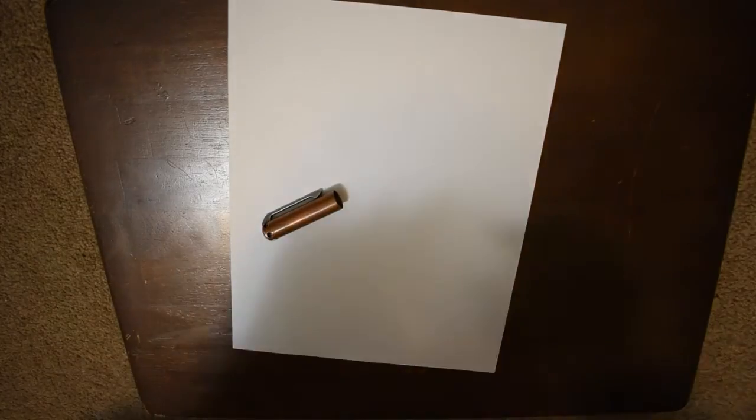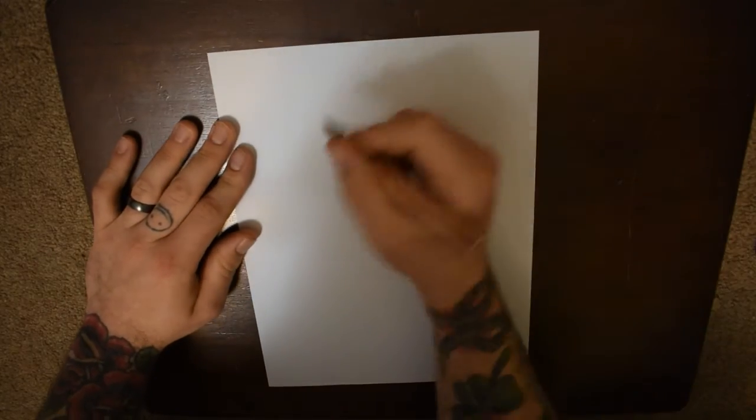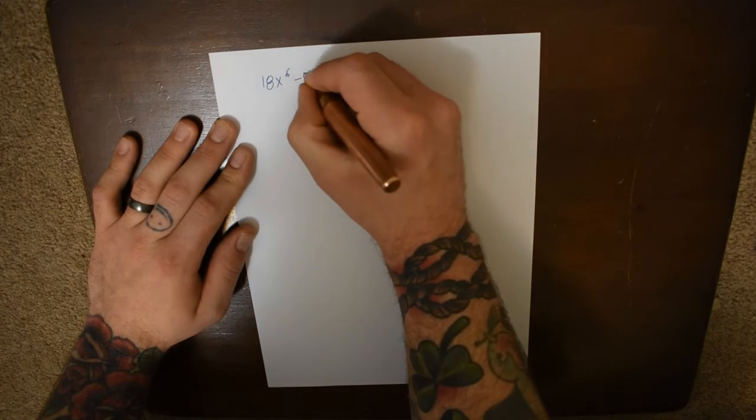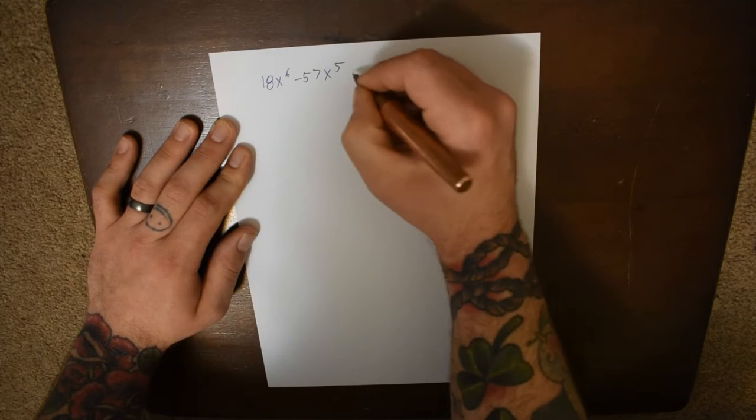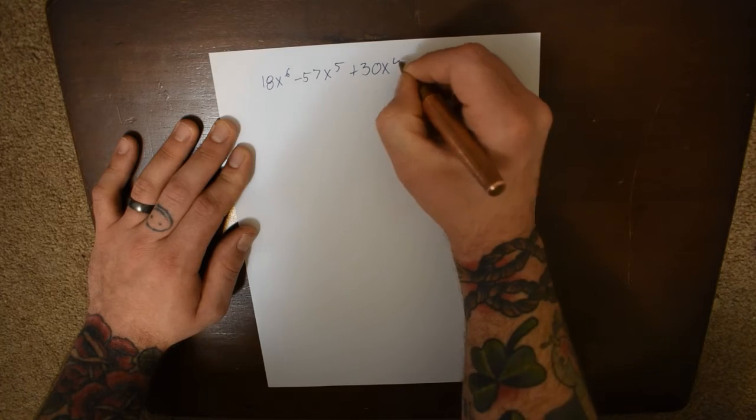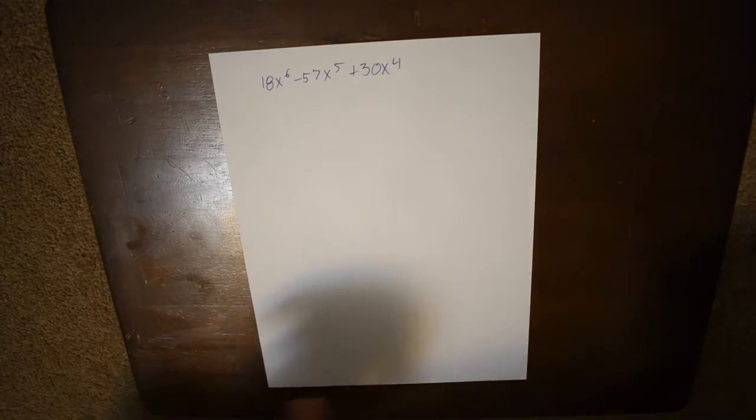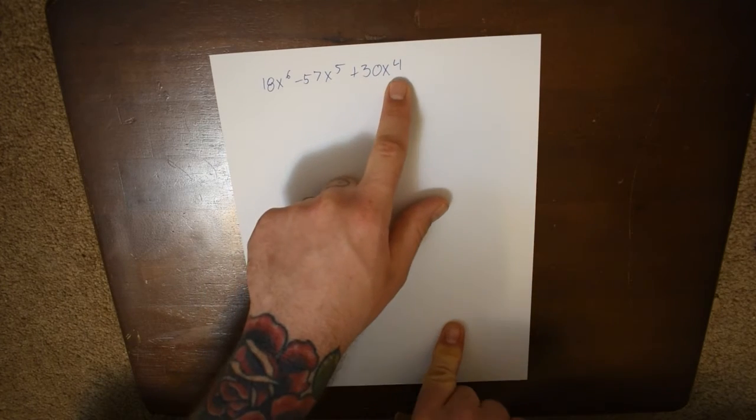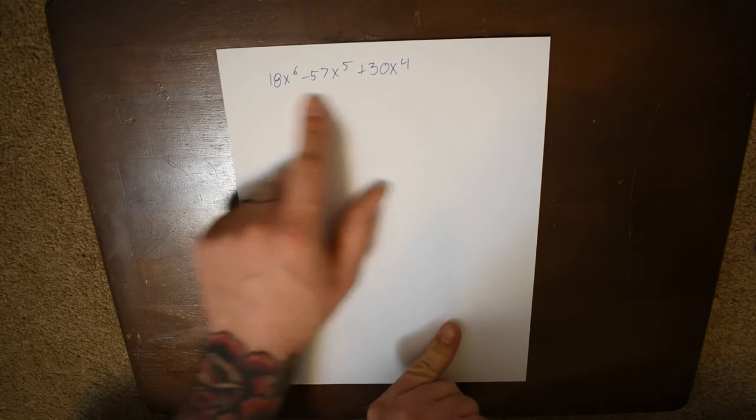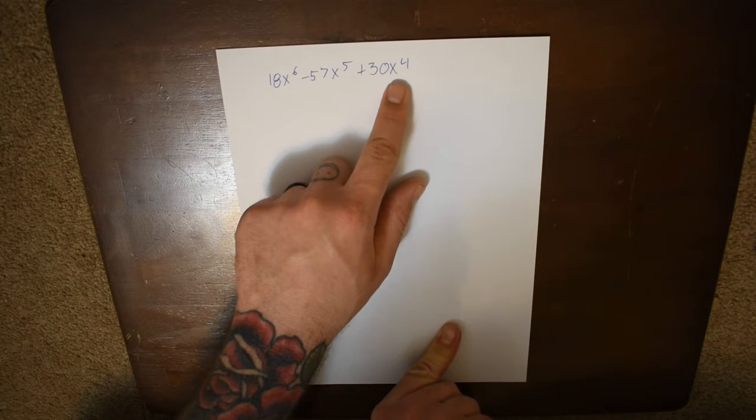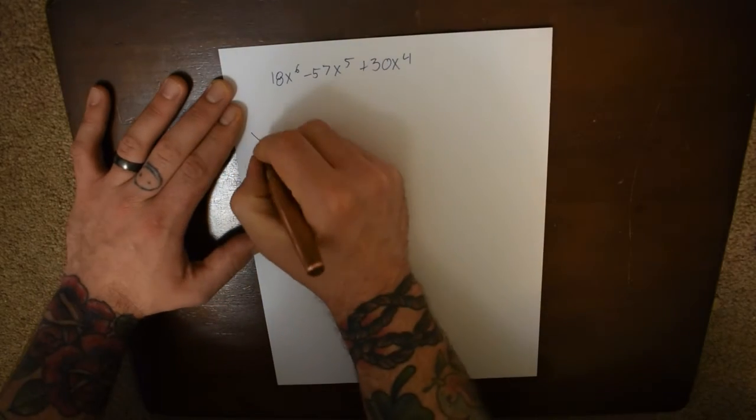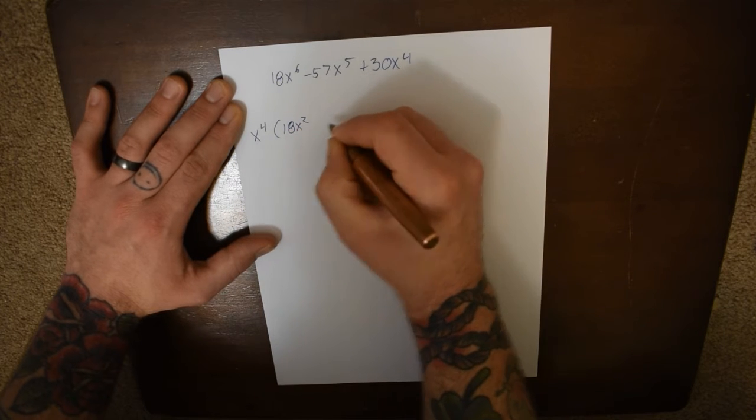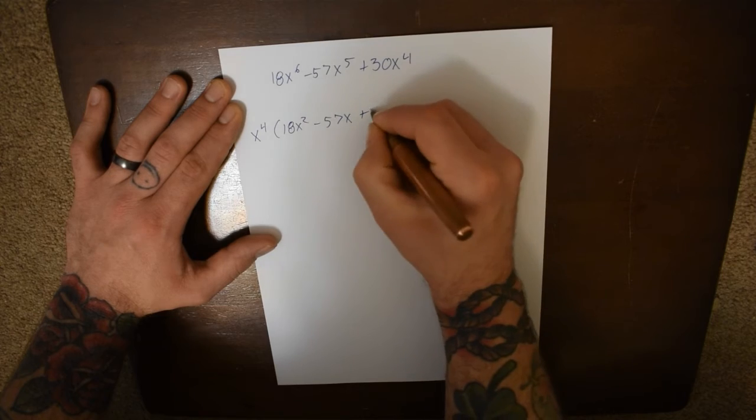So we'll keep the ball rolling. Let us factor 18x to the 6th minus 57x to the 5th plus 30x to the 4th. Okay. So we want to factor this thing. The first thing I notice is that all of our terms have x's. They all have at least 4 x's. So we can factor out an x to the 4th. We factor out an x to the 4th, we're left with an 18x squared minus 57x plus 30.